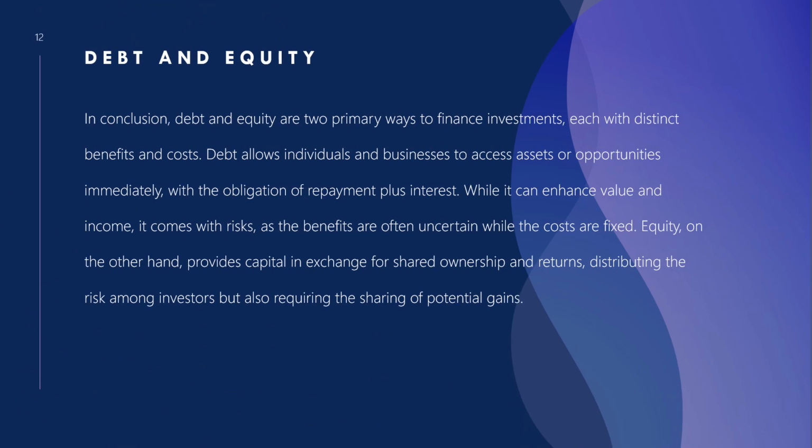In conclusion, debt and equity are two primary ways to finance investments, each with distinct benefits and costs. Debt allows individuals and businesses to access assets or opportunities immediately, with the obligation of repayment plus interest. While it can enhance value and income, it comes with risks, as the benefits are often uncertain while the costs are fixed. Equity, on the other hand, provides capital in exchange for shared ownership and returns, distributing the risk among investors, but also requiring the sharing of potential gains.